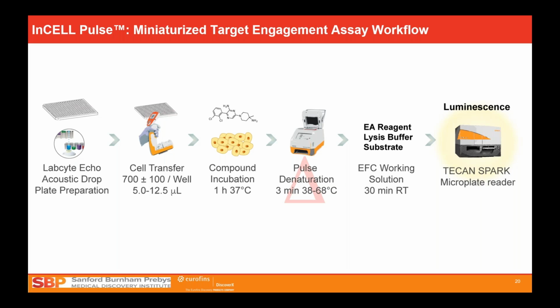So then the cells incubate with the compound. The compound has a chance to go inside, 1 hour at 37 degrees. Then you take the plate, and we put this on an Eppendorf X50 thermal cycler, which is capable of both isothermal experiments, but also these gradient experiments that I'm going to tell you about. So you can examine the span of temperatures all at once. Then after that, you add the DiscoverX InCELL Pulse reagent mixture cocktail, and we allow the plate to incubate in the dark for 30 minutes at room temperature. And then you read out the chemiluminescent signal; we use a TECAN Spark microplate reader.